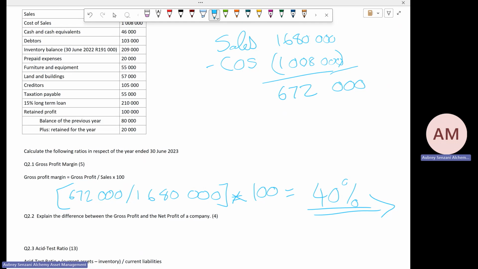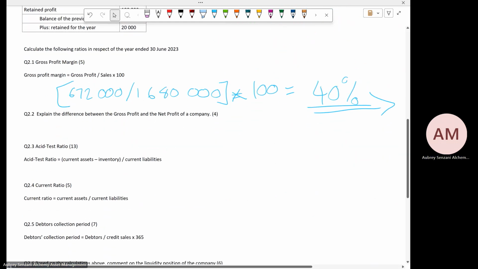Then they say, explain the difference between gross profit and net profit, 4 marks. What is the difference between gross profit and net profit? So my advice, you can see it's 4 marks. That's quite a lot for something as simple as that. Start by defining gross profit. Then go on to define net profit. Okay? And then show the differences between them. So what is gross profit? It is the difference between your sales, or your revenue, and then your cost of sales.